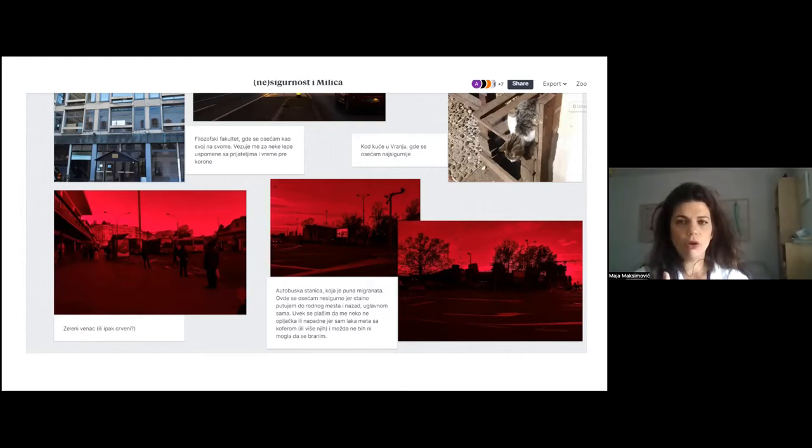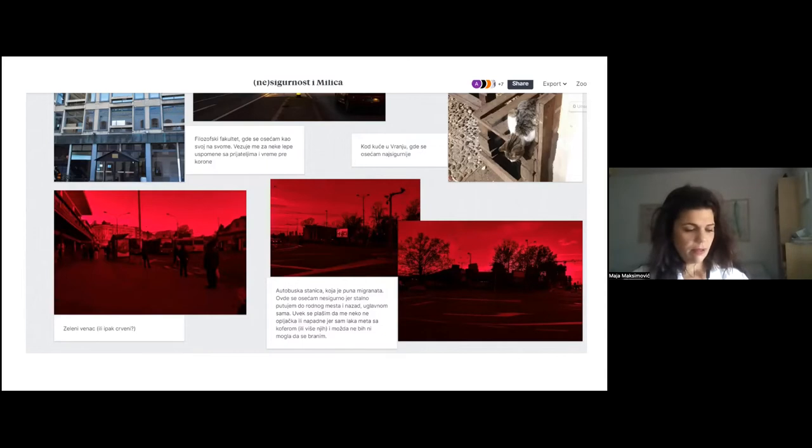How does it feel when you walk alone? Why do we not feel safe? What kind of experiences did we have, and who is responsible for that? But not only that, it was also about what we can do together.